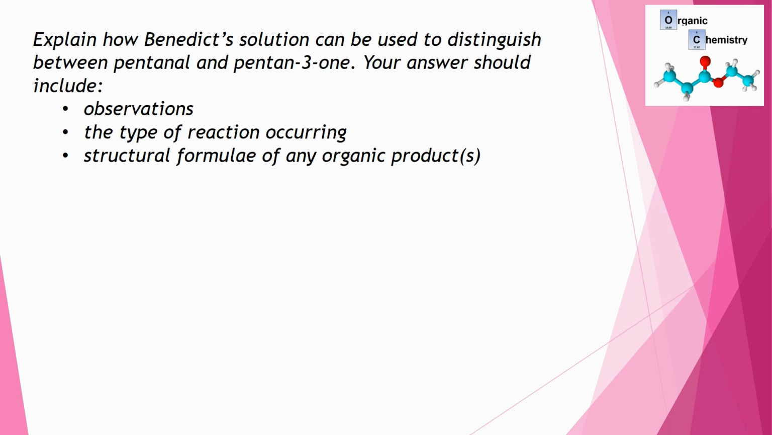Like, explain how Benedict's solution can be used to distinguish between pentanal, which is an aldehyde, and pentan-3-one, which is a ketone. Your answer should include observations, the type of reaction, and structural formula of any organic product. So of course, when we look at this and we see it's Benedict's, we know Benedict's is a definitive test for an aldehyde. Pentanal is an aldehyde, so we're going to have a positive reaction with that and no reaction with anything else, especially the ketone.